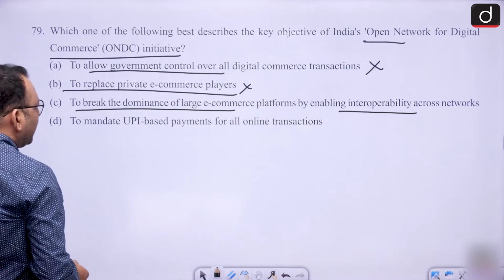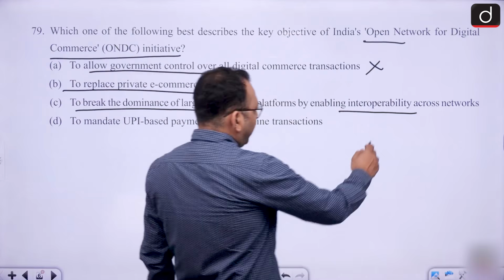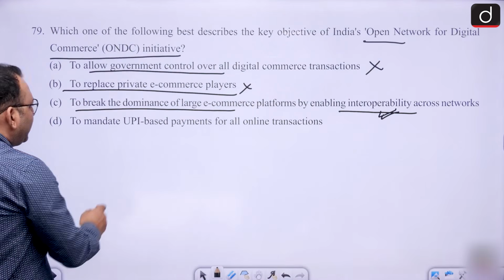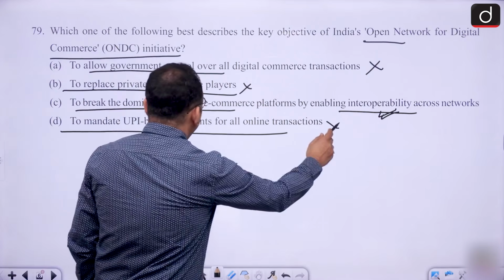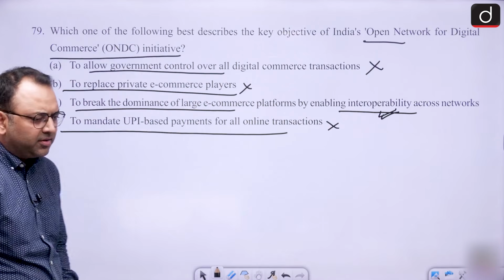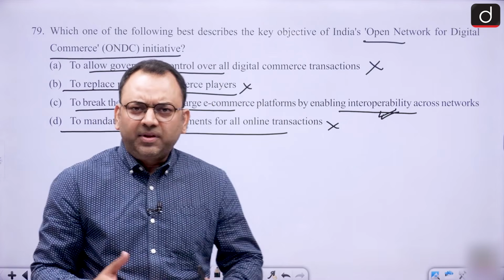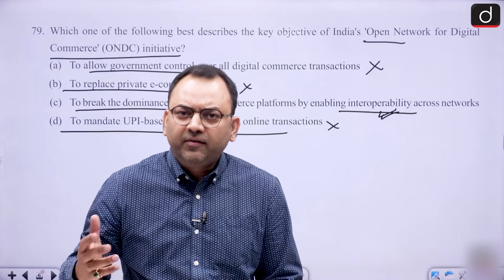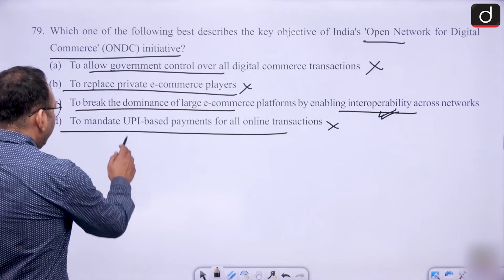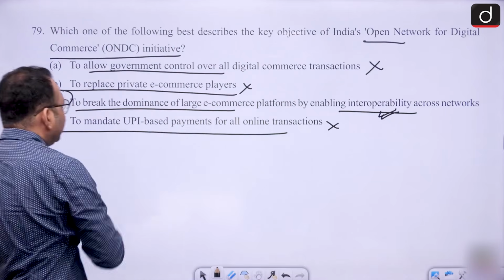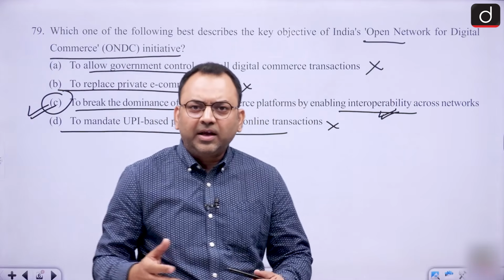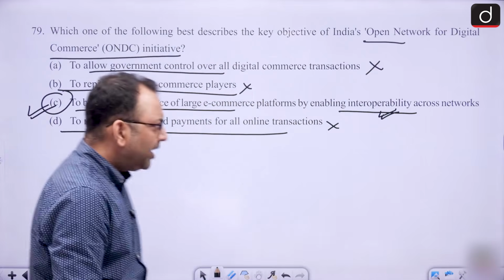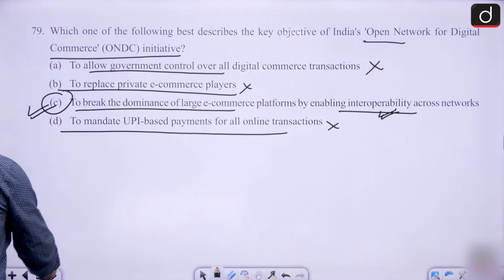So this is a correct option, but let's look at the fourth option. It's not that we want a UPI-based payment for all the transactions. The payments can be made by different methods. You can choose the credit card, debit card. You can also choose cash on delivery. So it's not about the UPI. It's only about breaking the dominance of the large players of e-commerce. So friends, the answer in this case is C.